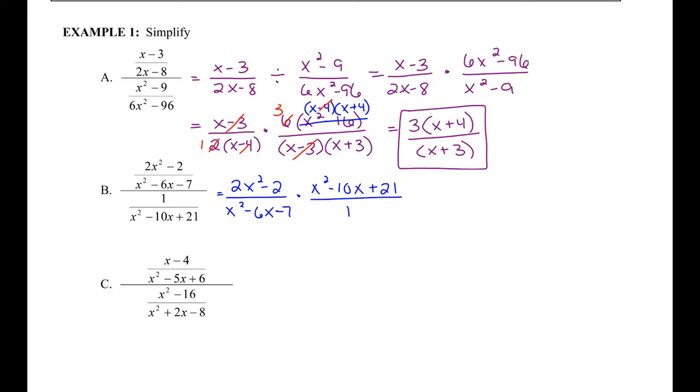Then I'm going to go through and see if I can factor these. So the first fraction, I can factor the numerator by pulling out a greatest common factor of 2, which is going to leave me with x squared minus 1. The first denominator, I'm looking for what two numbers multiply to negative 7 and add to negative 6. So I'll be using x minus 7 and x plus 1.